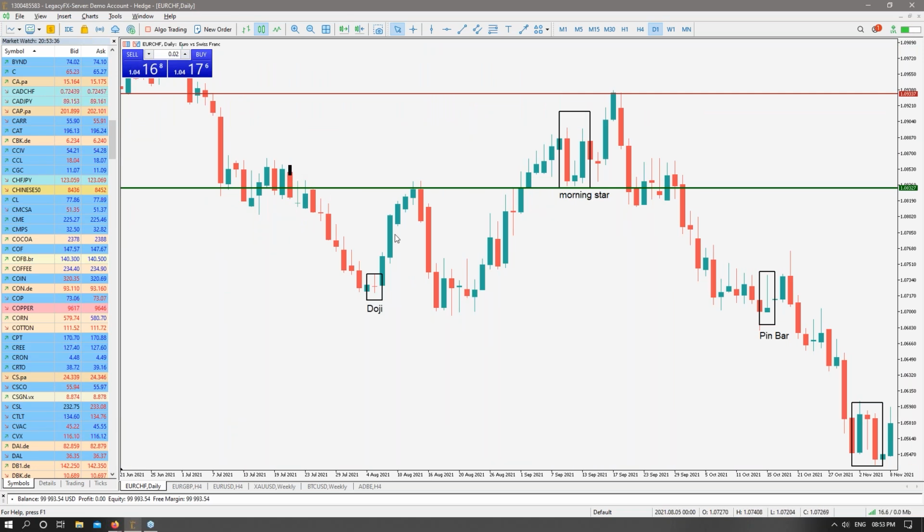Right, so this is important to understand. Right, so that's pretty straightforward, double top, double bottom.